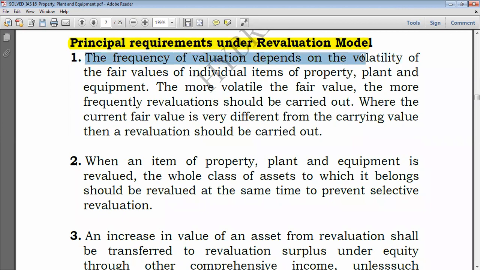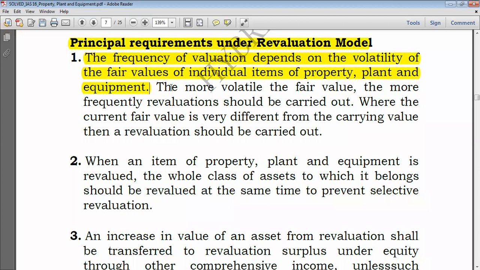So how often should I check the fair value? Actually, the number of times to check the valuation depends on the volatility of fair values of individual items of property, plant, and equipment. If fair value changes regularly, I would also have to increase the frequency of valuation. But that's just what you do.